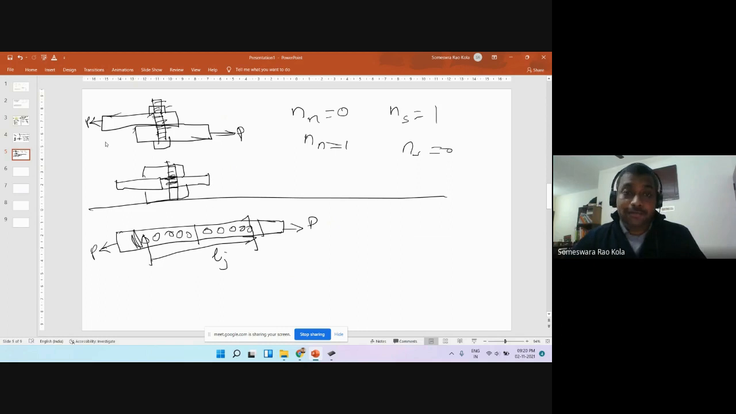Now what is a long joint? First we have to understand that. A long joint is typically defined as lj greater than or equal to 15d. If it is greater than 15d, d is the... we'll have to come to this one. I think that information we skipped. There is another terminology: d is the nominal diameter of the bolt.